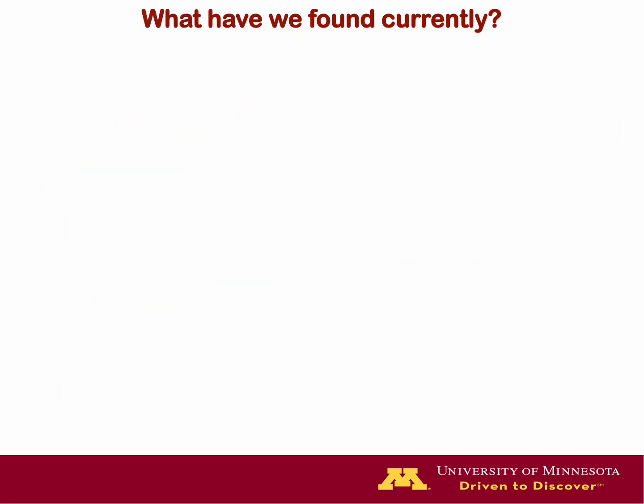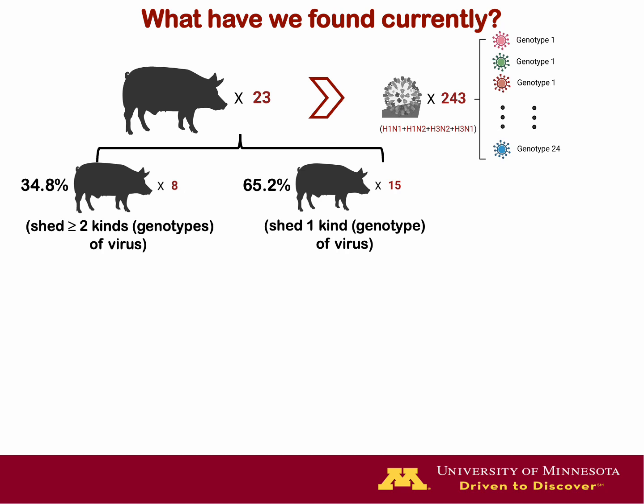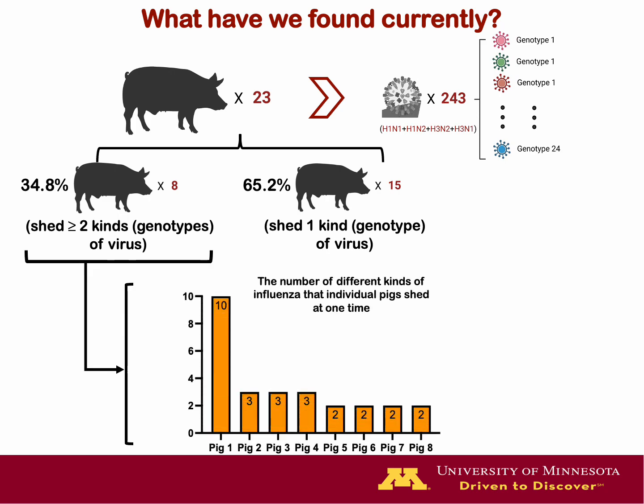Currently, we have isolated 243 influenza clones from 23 individual pigs, and these viral clones could be classified into 24 different kinds of viruses, defined by genotype here. We found 8 pigs shed at least 2 different kinds of viruses at one time, and among these pigs, most shed 2 or 3 kinds of viruses, and one pig shed as many as 10 different strains at sampling. Besides, we identified at least 2 different subtypes of the shed viruses from pigs number 1 and 8.